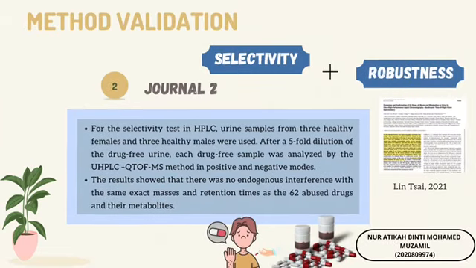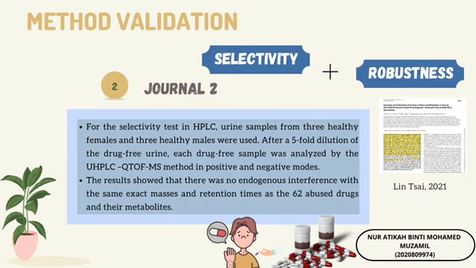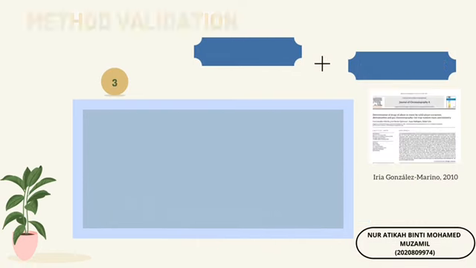Based on Journal 2, for the selectivity test in HPLC, urine samples from 3 healthy females and 3 healthy males were used. After a 5-fold dilution of the drug-free urine, each drug-free sample was analyzed by the UHPLC-QTOF mass spectrometry method in positive and negative mode. The results show that there was no endogenous interference with the same exact mass and retention time as the 62 abused drugs and their metabolites.